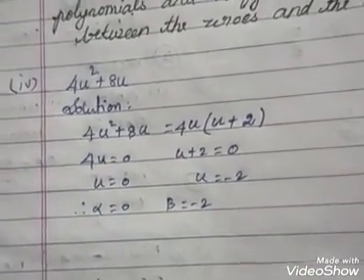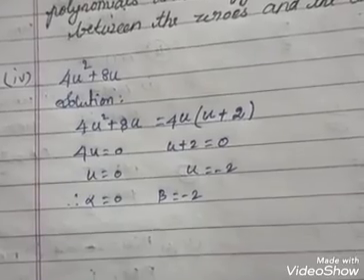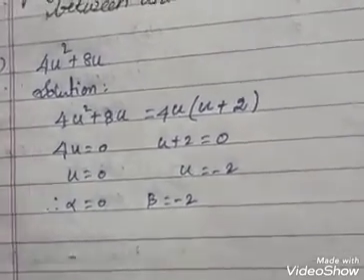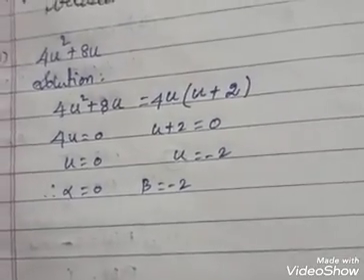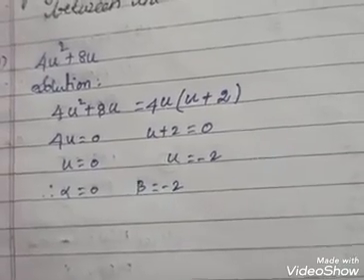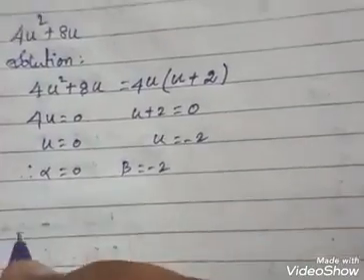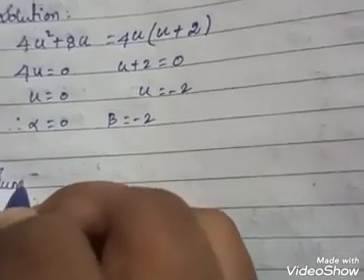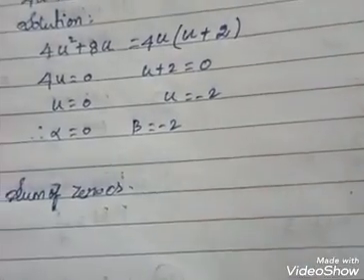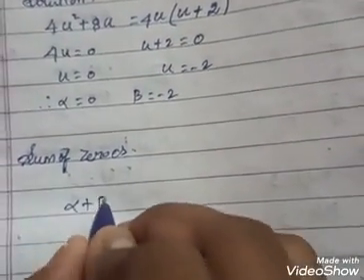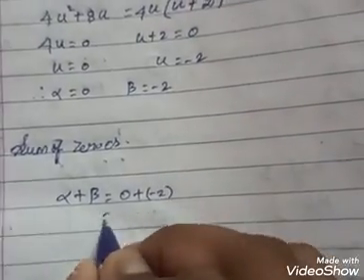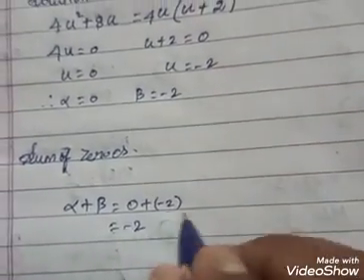So now we have found the zeros of the polynomial, alpha and beta: we get 0 and minus 2. Now we check the sum of zeros and product of zeros by using this alpha and beta, and also compare with the coefficients. First one, sum of zeros. Sum of zeros alpha plus beta equals 0 plus minus 2, which equals minus 2.